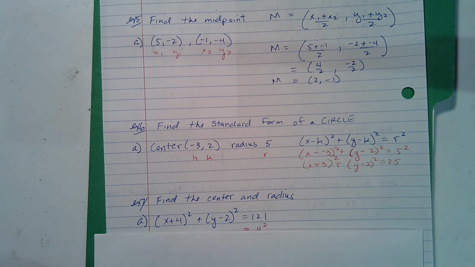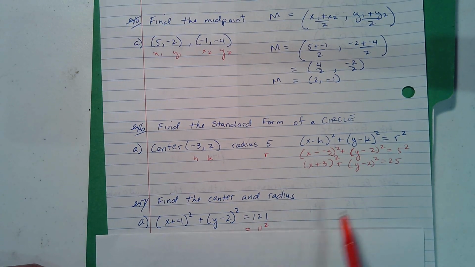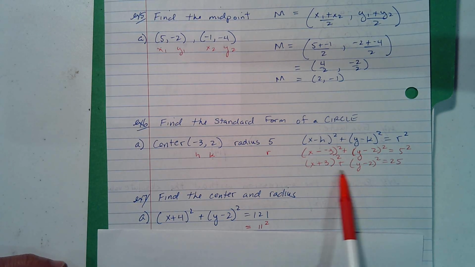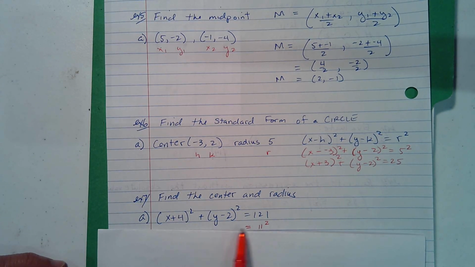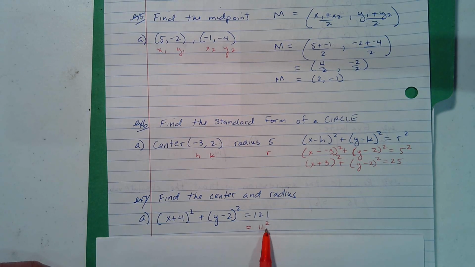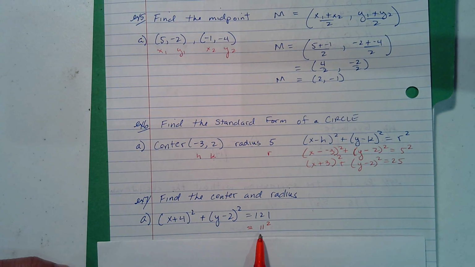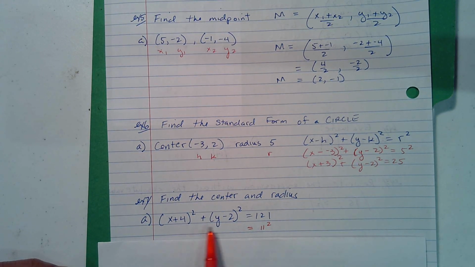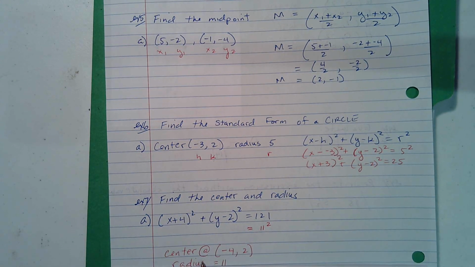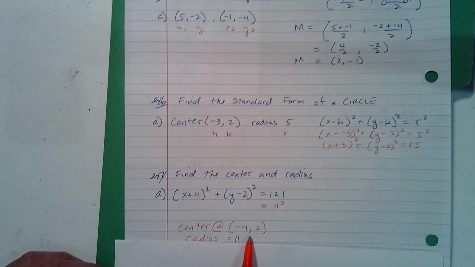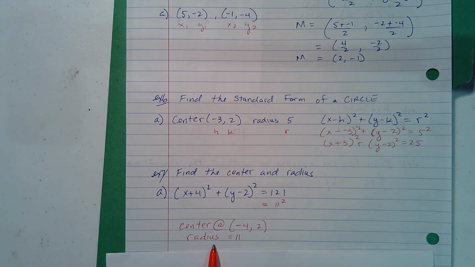Example 7, find the center and radius. So now they're asking us to do the reverse of what we did in example 6. I noticed that 121 is equivalent to 11 squared. So there's our radius, there's our h, there's our k. So the center, when you take it out of the standard form, is the opposite sign. So the opposite of a positive 4 is -4. The opposite of -2 is positive 2. And the radius is 11.